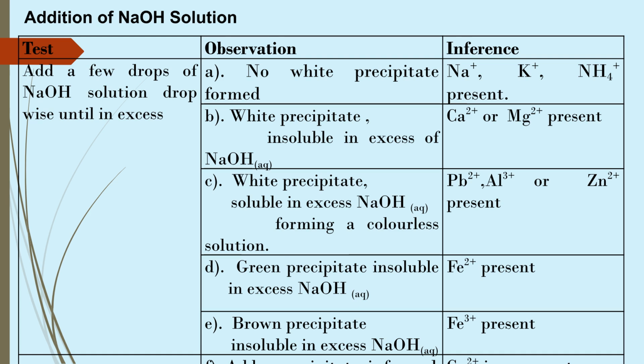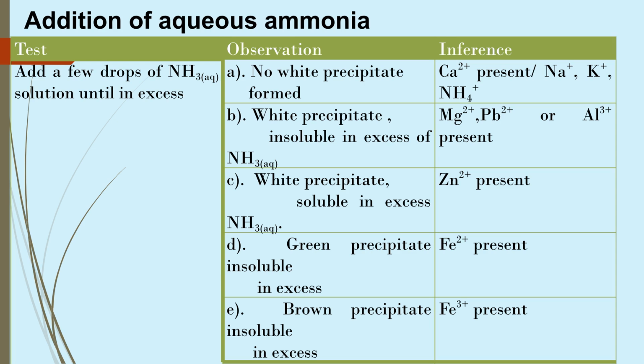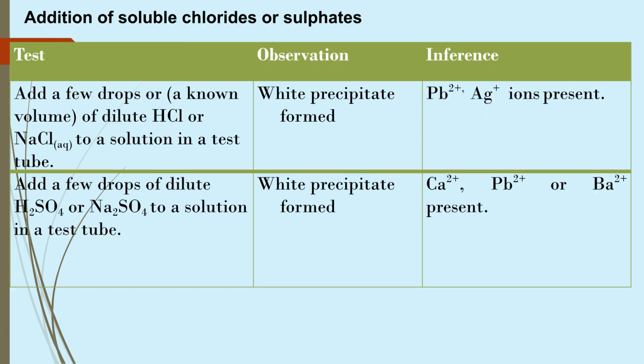The addition of NaOH solution yields different precipitates and color changes, providing clues to the presence of specific cations like Na+, K+, NH4+, Ca2+, Mg2+, Pb2+, Al3+, Zn2+, Fe2+, and Fe3+. Adding aqueous ammonia also helps identify cations. Observations like no white precipitate, a white precipitate insoluble in excess, or a green or brown precipitate correspond to the presence of specific ions. The addition of soluble chlorides or sulfates can identify ions.